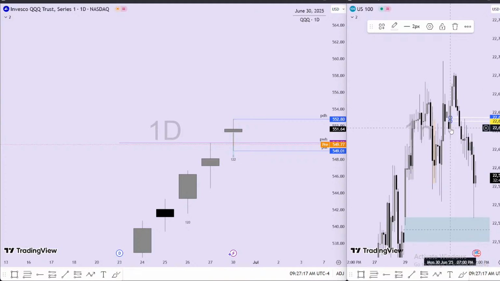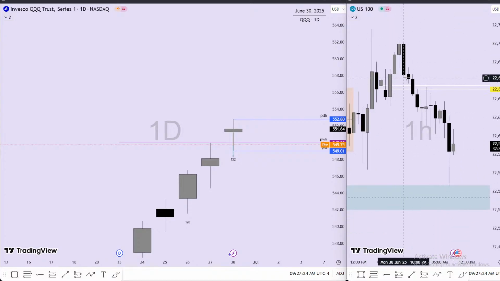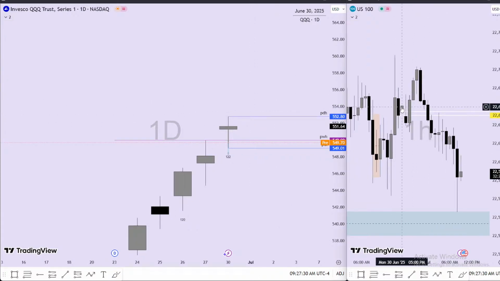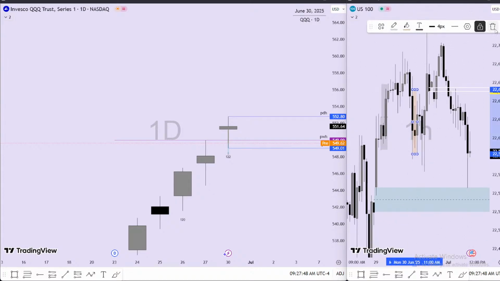Yeah, right around this point. Okay, so we have marked the monthly volume imbalance. So this is the new month open. We closed here, opened right around here. This is the first high of the month. That's relevant, that key point.